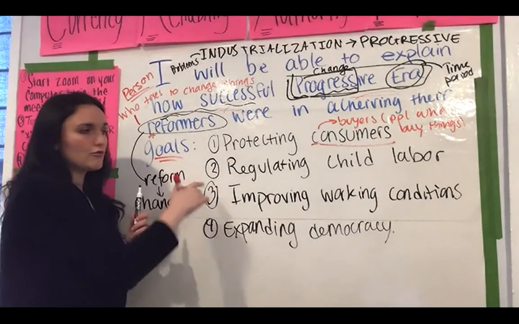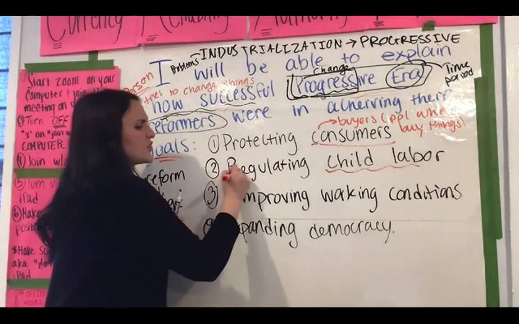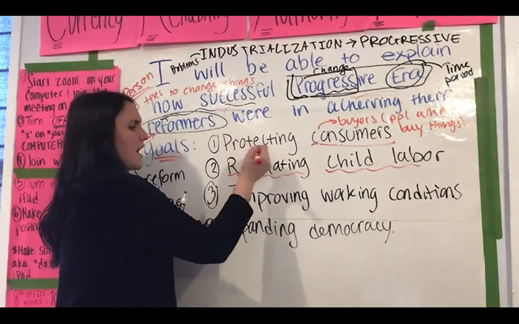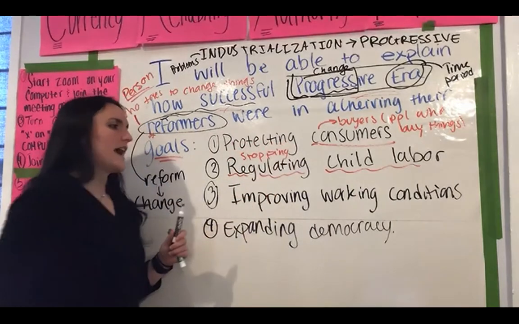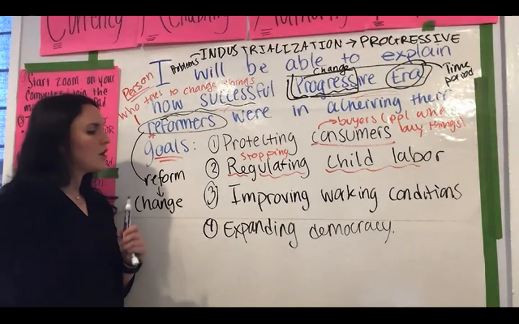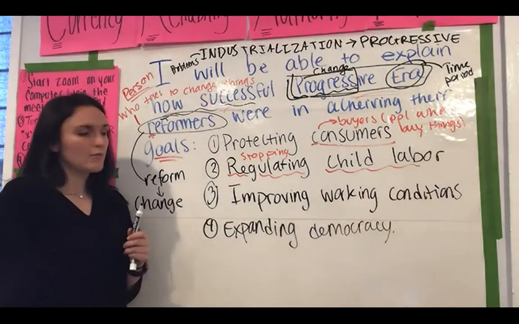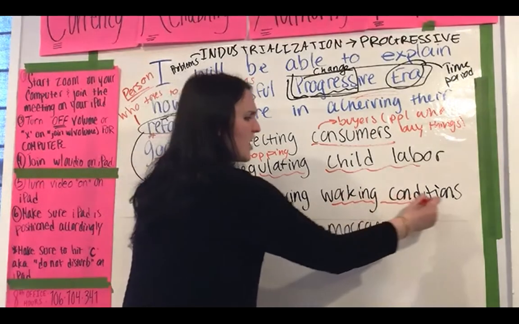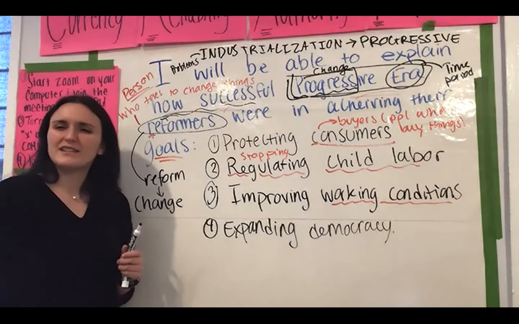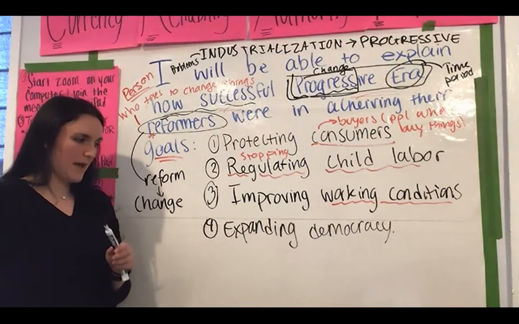Their second goal, regulating child labor. We know what child labor is. To regulate child labor means you can think of it as stopping child labor. Goal number 3, improving working conditions. That one's probably pretty obvious to us. We know that in factories, working conditions were not always the best. Oftentimes factories were dangerous, and workers received low pay.